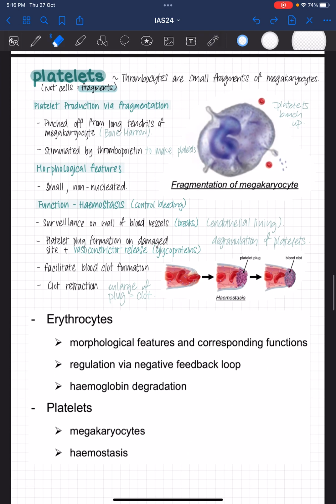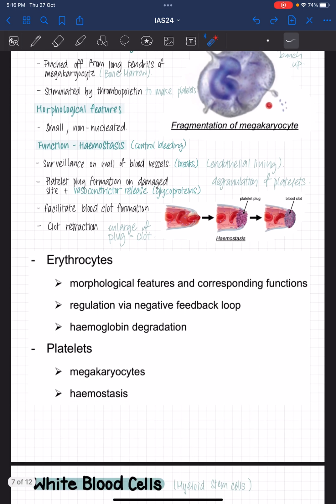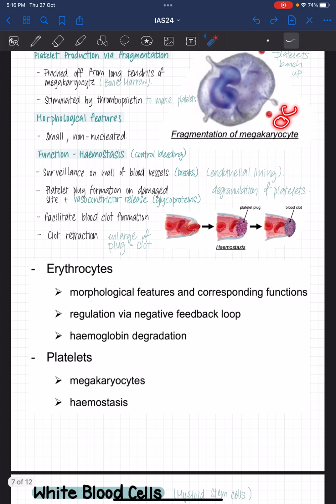Then let's talk about platelets. So the importance of platelets, to understand, the main point is that they're not cells and they're fragments, and they are formed via fragmentation from these megakaryocytes. So they pinch off like this, and they form these tiny platelets, and they are stimulated by thrombopoietin to make more platelets. Some morphological features about these platelets are they're very small in comparison to a red blood cell, which is 8 micrometers, and they don't have a nucleus because they aren't cells and they're just bits off of a megakaryocyte.